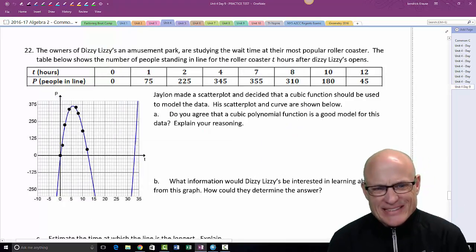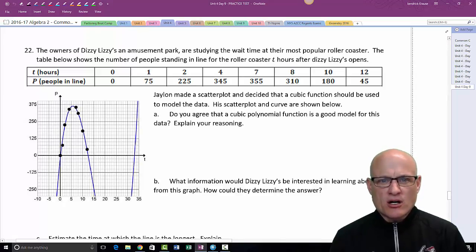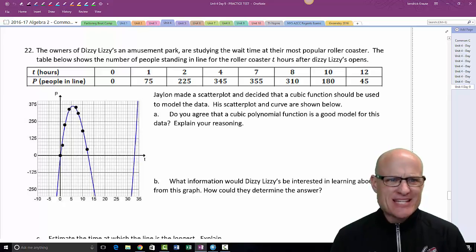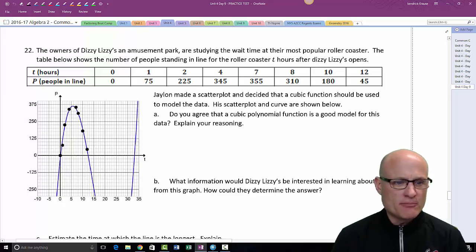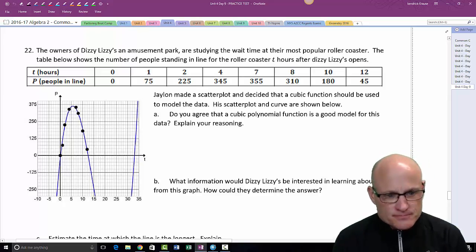All right. So the owners of Dizzy Lizzie's amusement park are studying the wait time at their most popular roller coaster. The table below shows the number of people standing in line for the roller coaster t hours after Dizzy Lizzie's opens. Jalon made a scatter plot and decided that a cubic function should be used to model the data. His scatter plot and curve are shown below, or to the left. Do you agree that a cubic polynomial function is a good model for this?